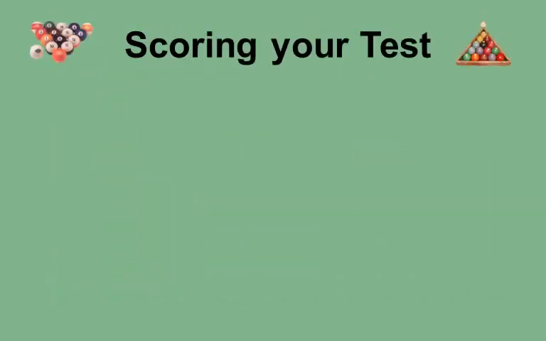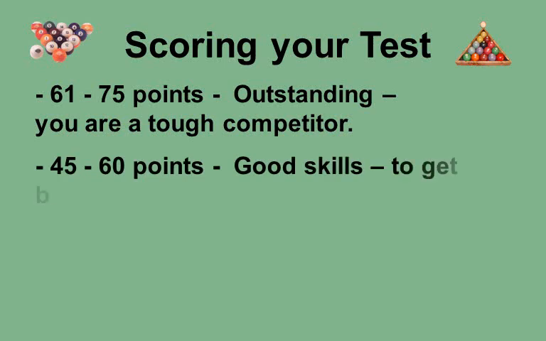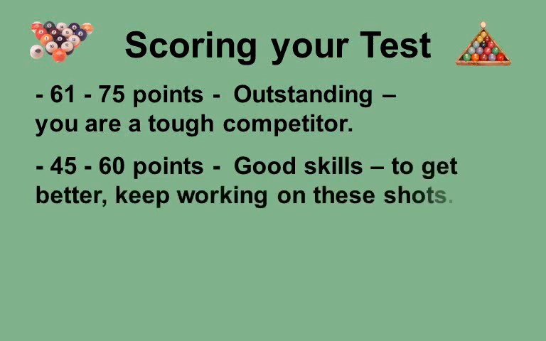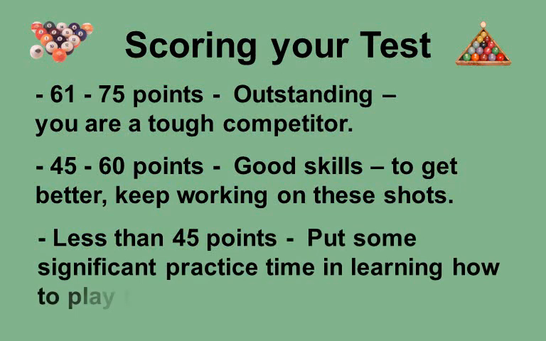Scoring your test. Add up your points. Here is how to evaluate your total test results. For 61 to 75 points, this is outstanding. You are a serious and tough competitor. In the book, proceed to another advanced level test group. For 45 to 60 points, you have good skills. To get better, use these layouts to practice your skills and improve your cue ball maneuvering. Then retake the test and see the improvements. For less than 45 points, you really need to put some significant practice time in learning to play these shots. You need the skills to put the cue ball into a specific table location. This makes you a better, tougher player.